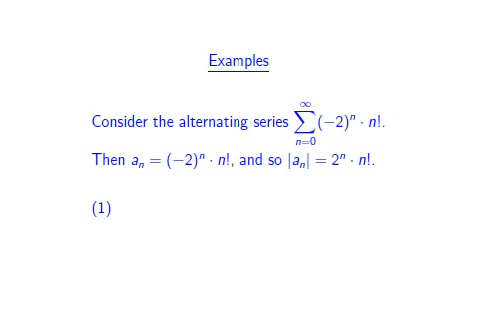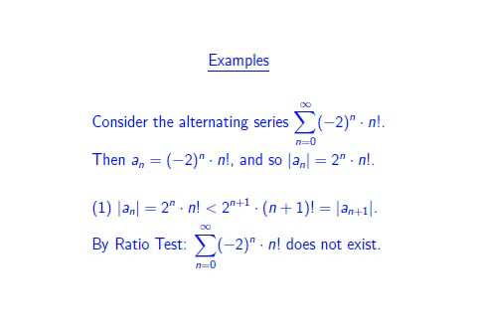Let us study the first condition of the alternating series test. We have that the absolute value of a_n equals 2^n times n factorial. This is clearly less than 2^{n+1} times (n+1) factorial, which turns out to be the absolute value of a_{n+1}. So overall we get that the absolute value of a_n is less than the absolute value of a_{n+1}. Hence the first property in the alternating series test is violated, and therefore the alternating series test cannot be applied. Nevertheless, one can argue using the ratio test, for instance, that the given series has no limit.